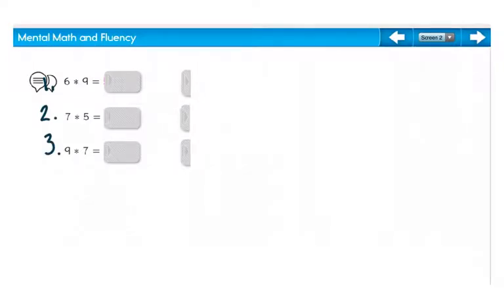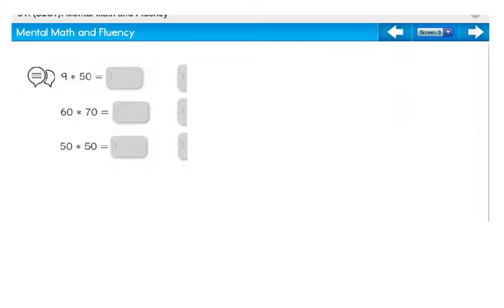Go ahead and write answers only to these 3 multiplication problems. Pause the video. 6 times 9 is 54. 7 times 5 is 35. And 9 times 7 is 63. In the next unit, we'll be working on multiplication, so make sure that you're practicing them at home.